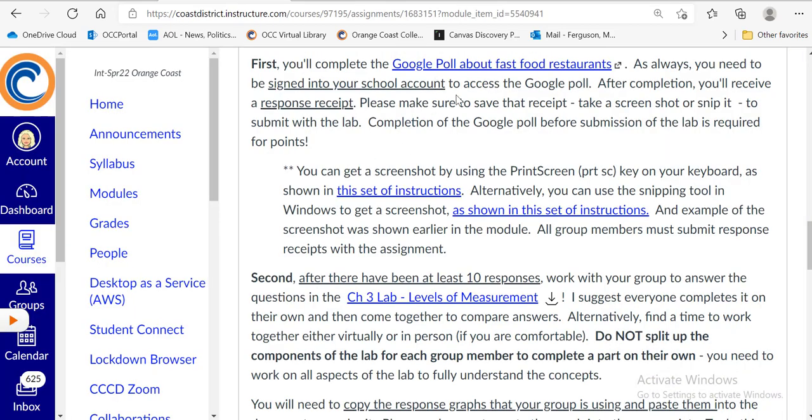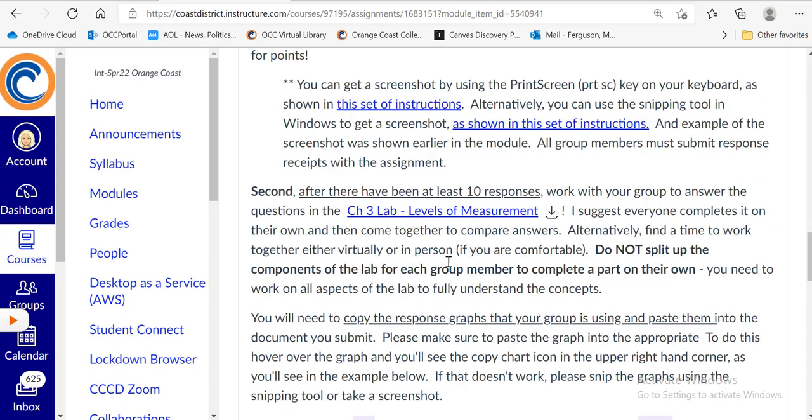Now, when you're done, it's telling you here that you're going to need that response receipt that I just mentioned, right? And so you're going to go to your OCC email address, and it gives you a couple of different ways that you can take a screenshot of that Google response receipt. We're going to be using these a lot this semester, so get used to that idea of going to that OCC email address and getting these response receipts. Then, after there have been at least 10 responses, and you should work with your group to coordinate when you're going to go in and assess the work.